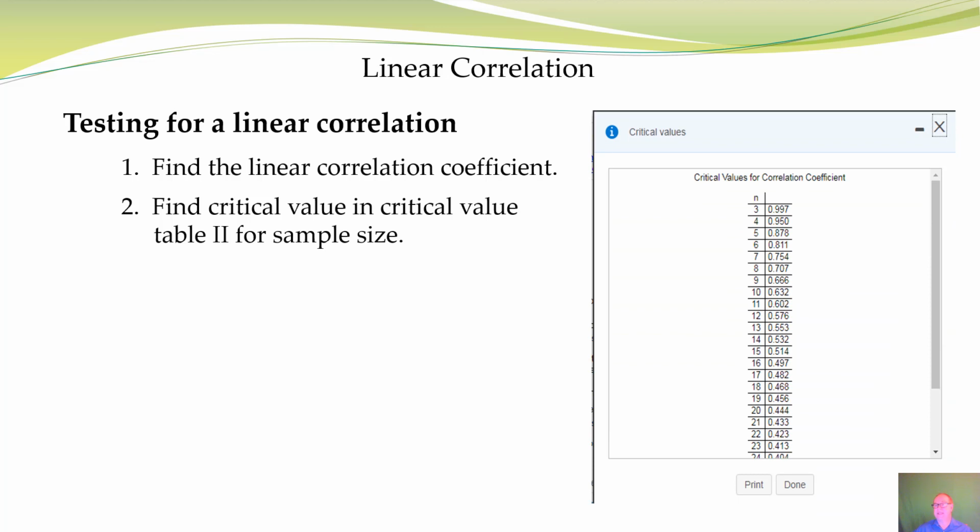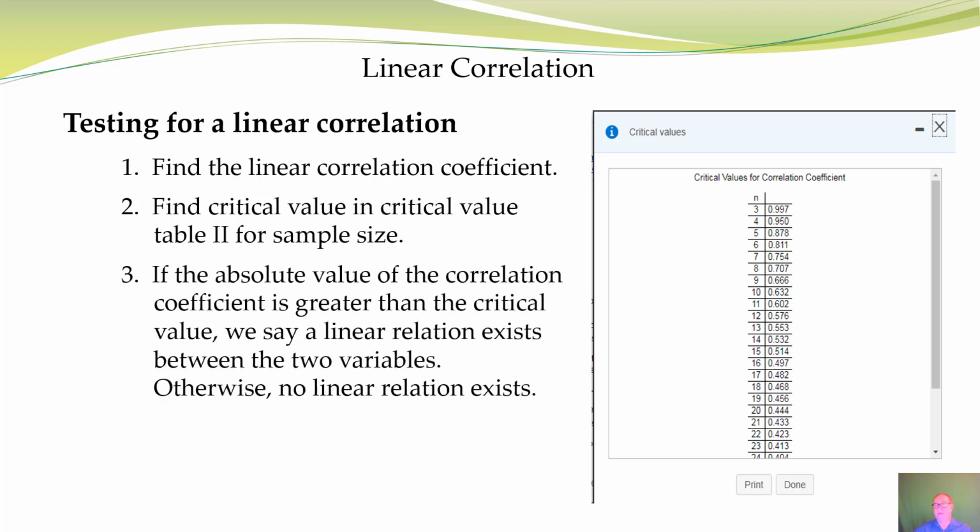The table looks like this. On the left side is your sample size. On the right side is your critical value. If the absolute value of the correlation coefficient is greater than the critical value, we say a linear relation exists between the two variables. Otherwise, no linear relation exists.